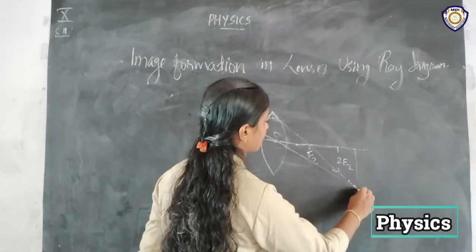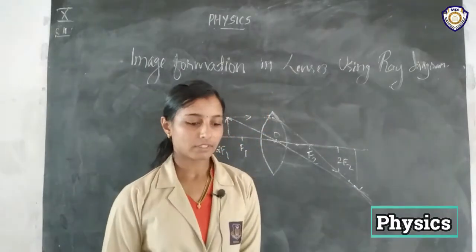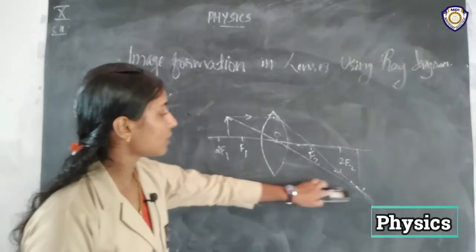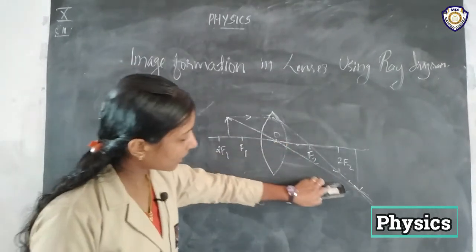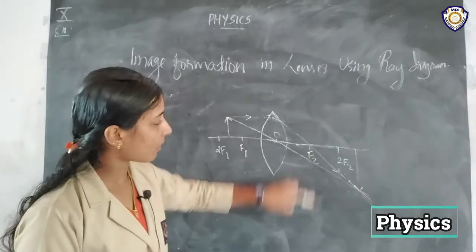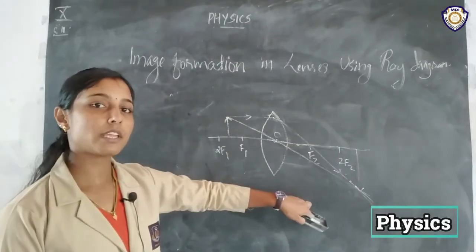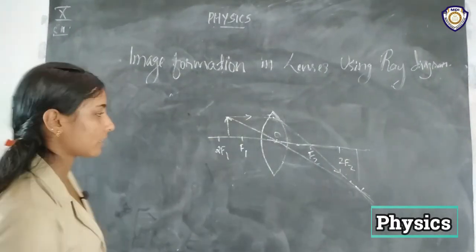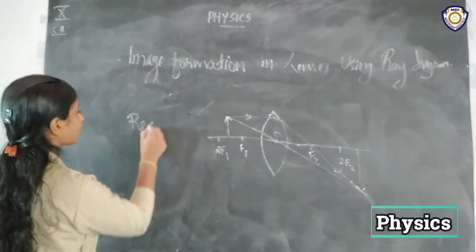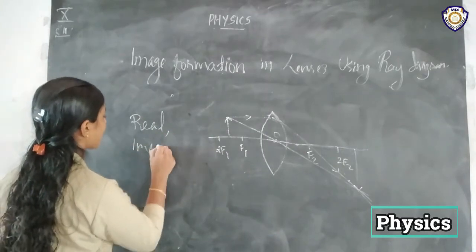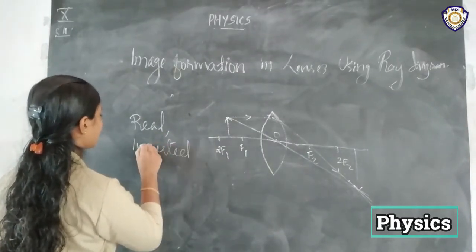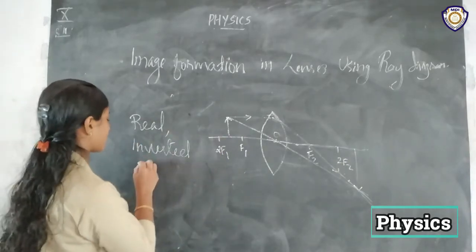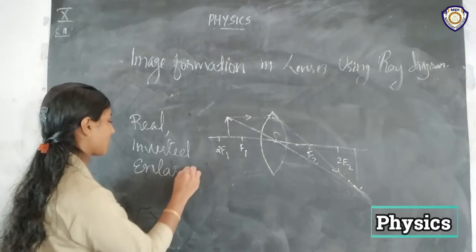Okay, so where is the image formed? Beyond 2F2, right? So the image is formed beyond 2F2. So what is the size of this image formed? This image formed is of enlarged size, that means larger than that of the object. So it is a real and inverted image, and the size of the image is higher than that of the object. So that is an enlarged image.